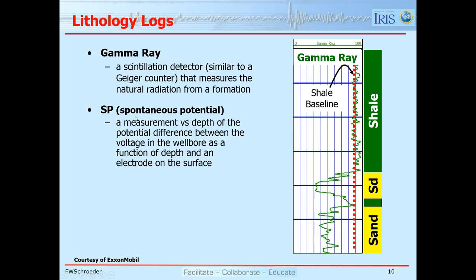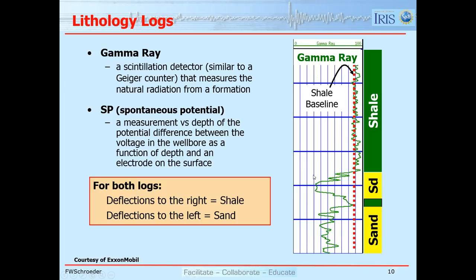The spontaneous potential log works in a similar manner. Here we have an electrode at the surface and then an electrode that we run through the formation as a function of depth. And the voltage difference between the two electrodes is the SP. The way in which the SP log is displayed is similar to the way the gamma ray is displayed, so that if we have values to the right, that indicates it's shale, and if we have values that are further to the left, that indicates that it's sand.